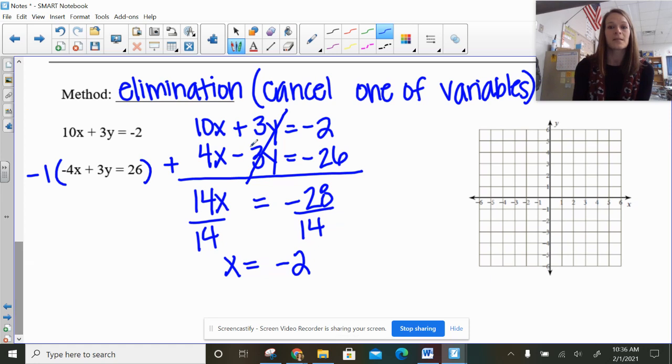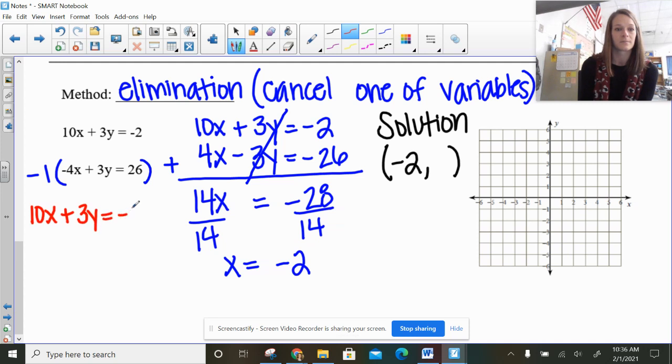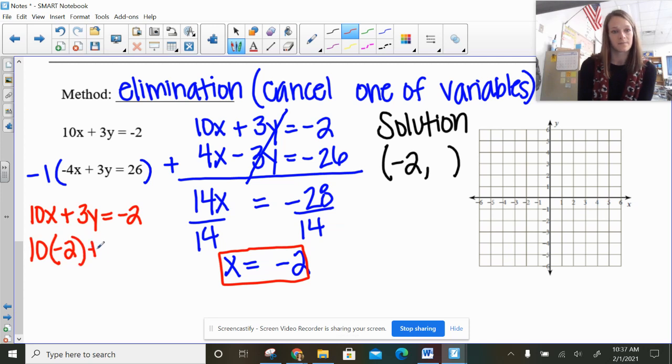Okay, so for my solution, my x value is -2. All right, but I still need my y value. Okay, so I'm going to take this -2 and plug it back into either equation. It does not matter which one you use. I'm going to go with the first one. So I'm going to copy down that first equation. And then I'm plugging this in right here for x. So this x will go away and the -2 will go in its place.